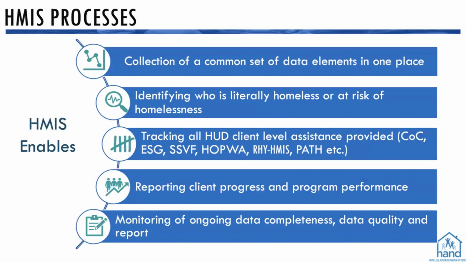So what exactly does the HMIS do? It collects a common set of data elements in one place, identifies who is literally homeless or at risk of homelessness, and tracks all client-level assistance provided, such as that from the COC, ESG, SSVF, HOPWA, HMIS, PATH, etc. Some of these terms will be defined later on in this module. HMIS also reports client progress in program performance, and it monitors ongoing data completeness, data quality, and reports.